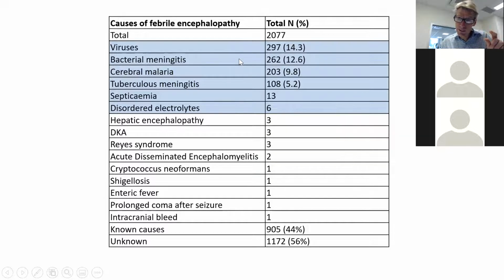Now, I won't go through it all, but the main thing to know is that viruses are about as common as bacteria in causing meningitis, right? Viruses are about as common as bacteria. And then cerebral malaria is almost as common.